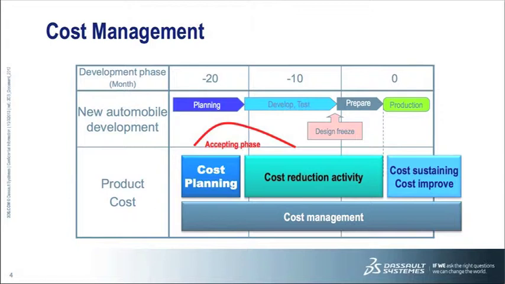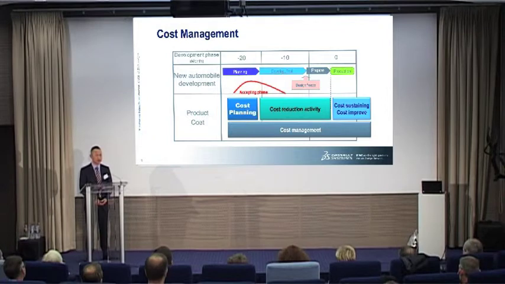And in every phase, cost management uses different techniques. So the early phase we call cost planning, which is before any prototype, just concept thinking. That's called the cost planning phase. And then the start of cost reduction activity, that's the design phase we are starting. And the next phase starts from cost sustaining and cost improve, or we call cost management.